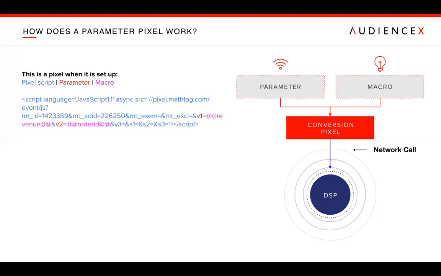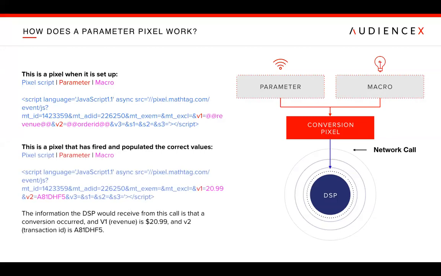The pink part is actually a piece of code from the website. And the client site is what's going to tell us what that value is for that parameter. So if it was a $20 purchase, a $30 purchase, and what that transaction ID was. So then when the pixel is triggered, so when a purchase is made, the pixel script reruns and the macro fills in those values so that that network call, that phone call, hey, Susie made a purchase, can go to the DSP with all of the information that it needs.